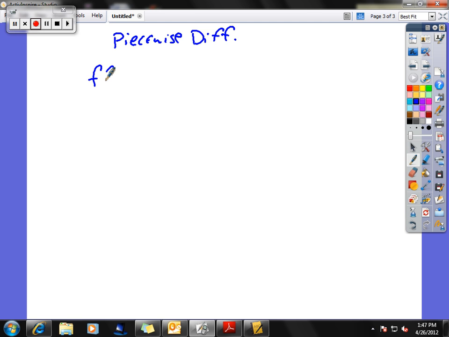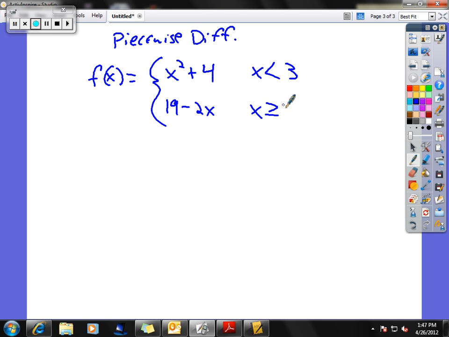So let's say we have f of x equals x squared plus 4 for x less than 3, and 19 minus 2x for x greater than or equal to 3.